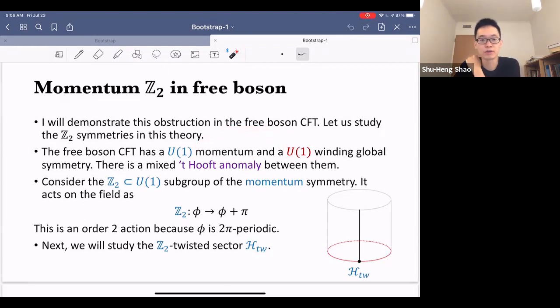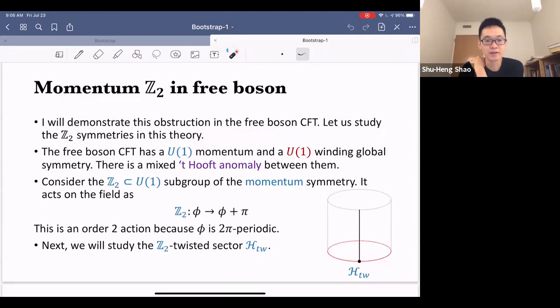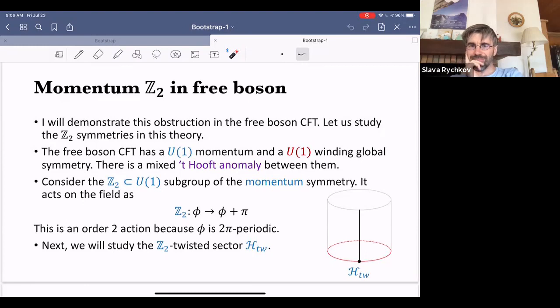Now let's try to see that more explicitly. There may be an anomaly, but it's not guaranteed that it will be. Yeah, in general, it could be that I have a bigger group with some anomaly, but if I look at a smaller subgroup, the anomaly trivializes. That happens every day, indeed. But for this particular dimension and for this particular anomaly, the Z2 is actually big enough for there to be an anomaly for itself. And we will demonstrate that very explicitly.